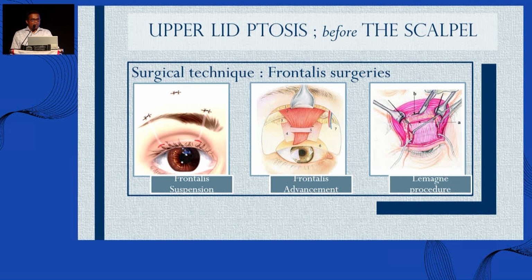And the frontalis surgeries, we commonly know the frontalis suspension, but additionally frontalis tendon advancement is possible, where you bring the tendon and attach it to the levator or the tarsal plate. Or you can do the Lemagne procedure, where you take the levator muscle belly and reattach it to the frontalis, expecting that the nerves to the frontalis muscle innervate the levator, and once that works, we can do a second levator advancement. This is basically for Marcus Gunn jaw-winking.